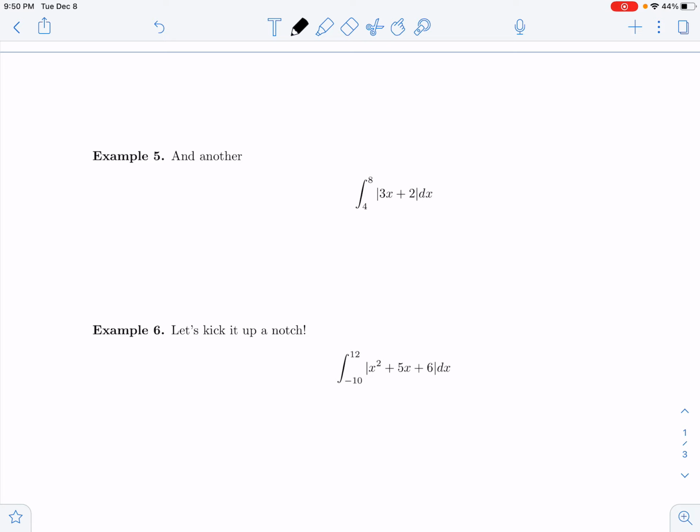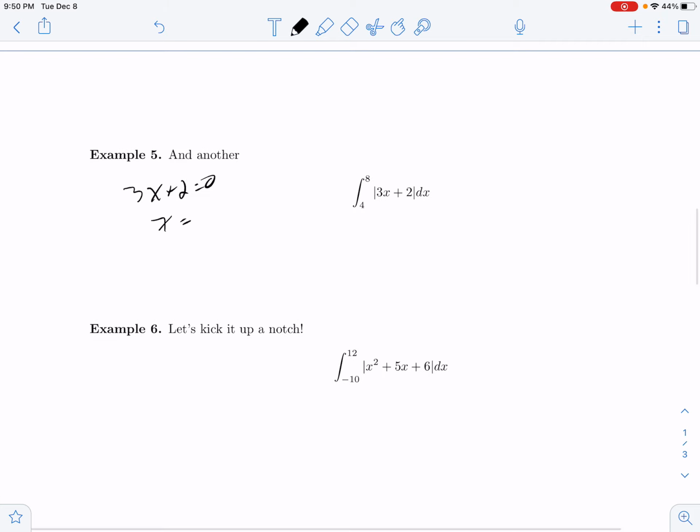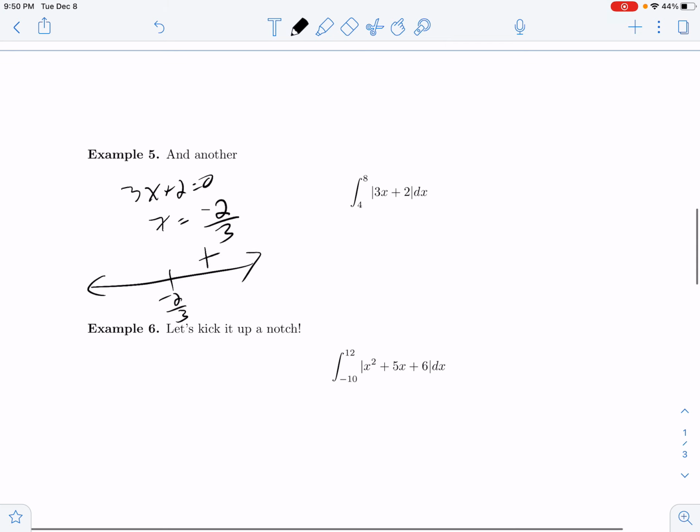Here we go. Maybe just a little bit harder. Again, we solve this thing. 3x plus 2 equals 0. x equals -2 over 3. So I make my sine chart. -2 over 3. I'll get negative over here, positive over here. And we see these numbers have nothing to do with -2 over 3. -2 over 3 is outside of them. Both of these numbers live in the positive section.